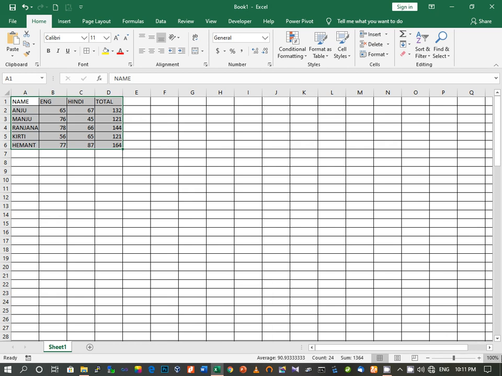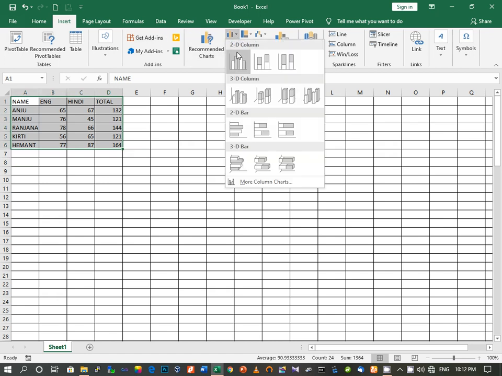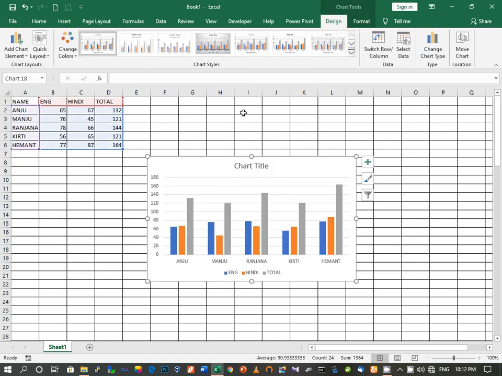So one by one we will study all the kinds of chart, but first we will study the components of chart. To see the components of chart, first we'll have to take some data. Like here in this table we have taken name, marks of English, marks of Hindi and the total marks. And then we are going to insert a chart. Here, insert and then click on a chart. Suppose we are taking this column chart. Now here we will study all the different components of chart.